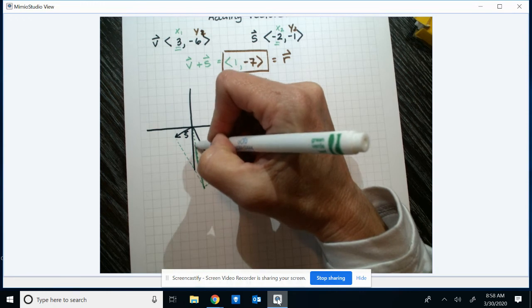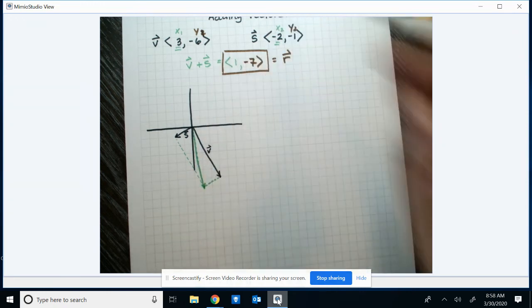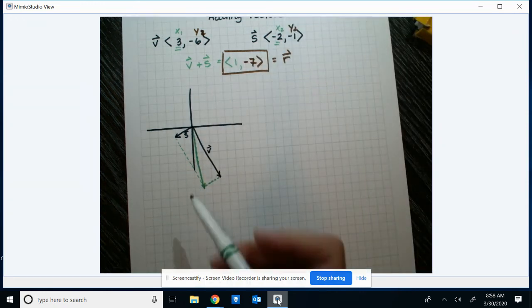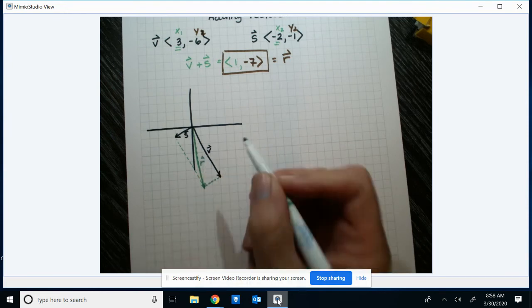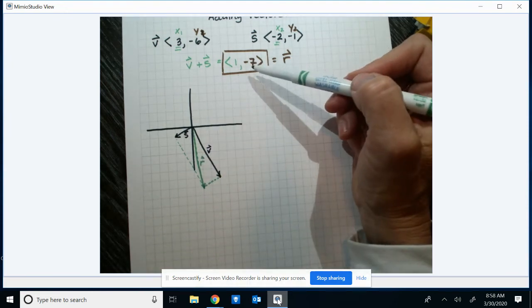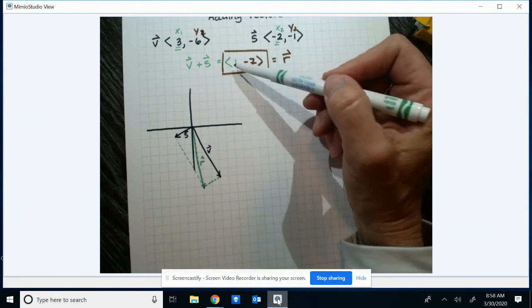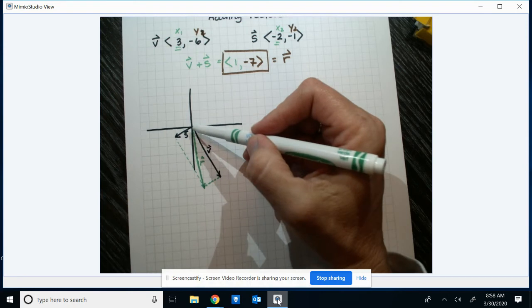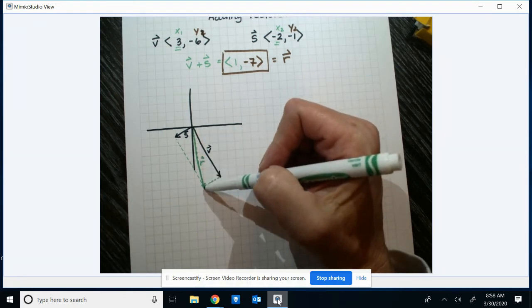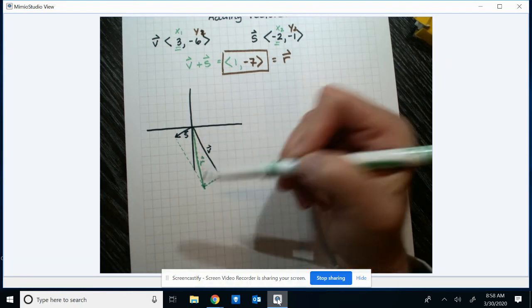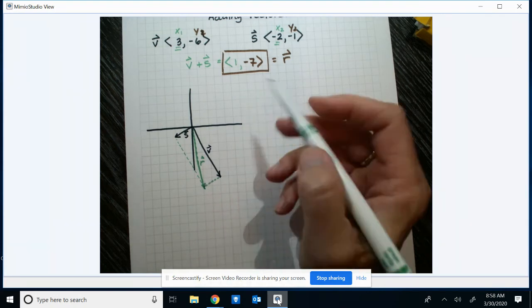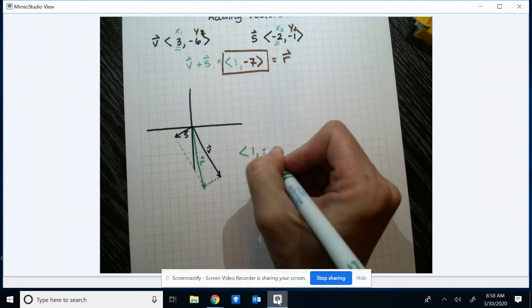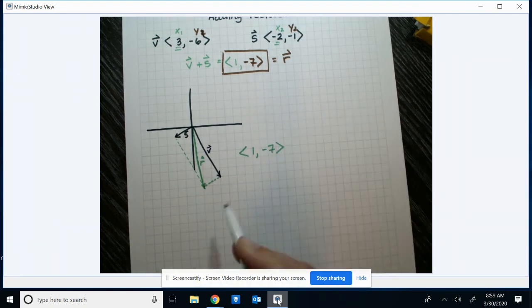So let me make that darker. So this is my resultant. This is my answer. Notice that it's the same as my numbers that I had up here where I had 1, negative 7. So if I go to the right 1, down 7, I've got the end of this vector. So graphically, you can see that you're getting the same answer. It's 1, negative 7. So this is called the parallelogram method.